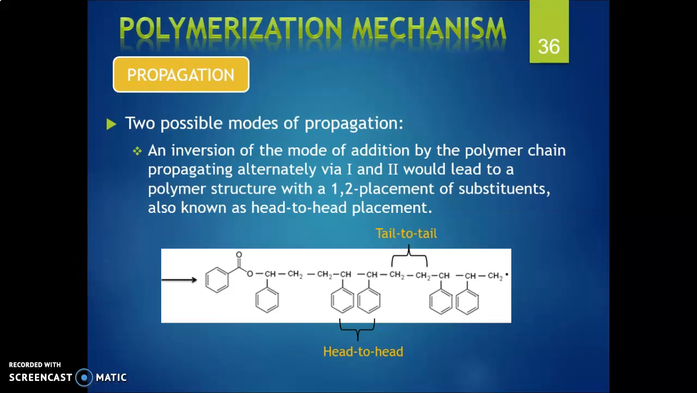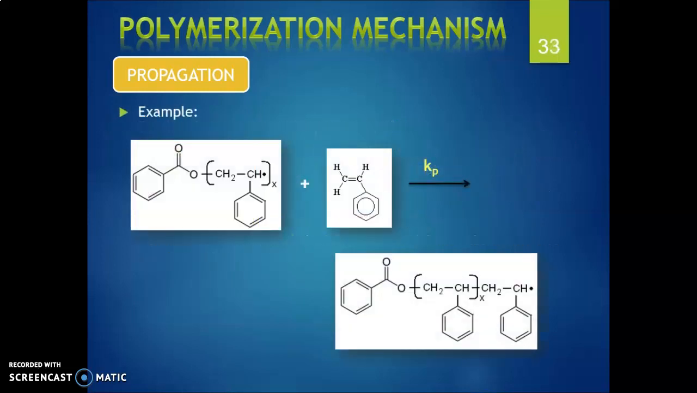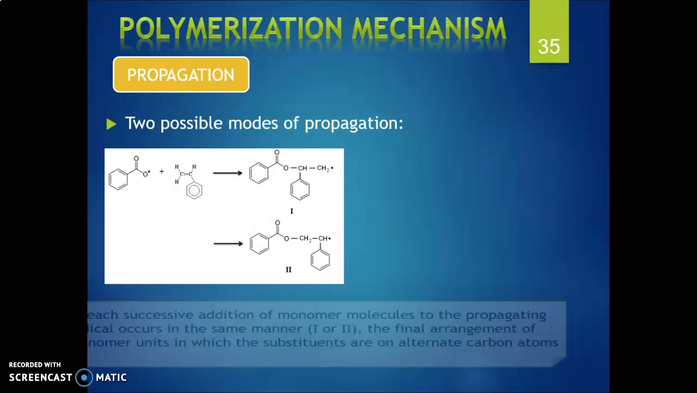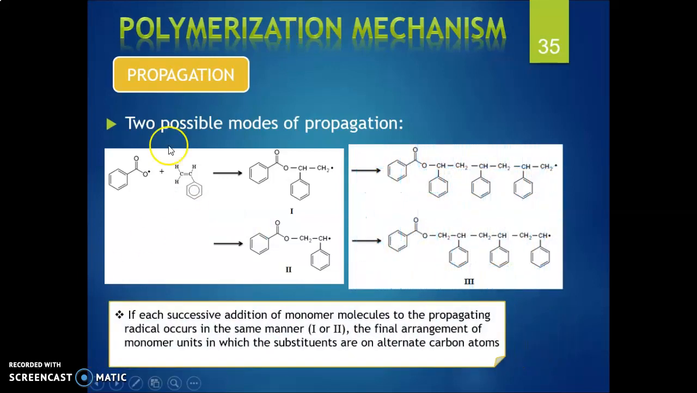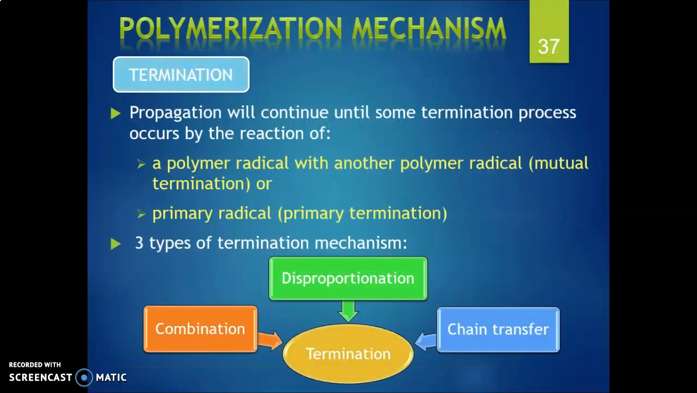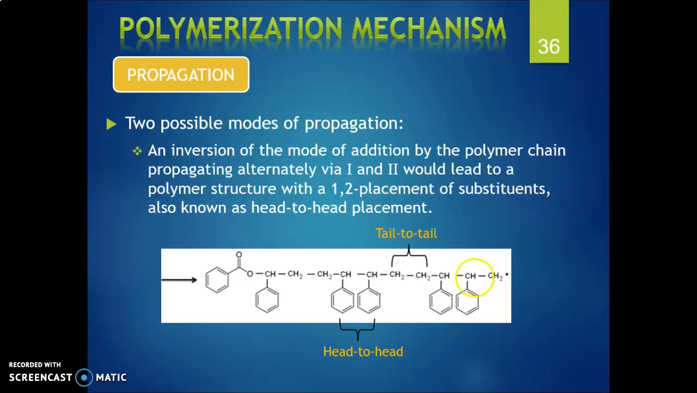Okay, we proceed with two possible modes of propagation. Okay, from the reaction here. Okay, from either this reaction or this reaction, they will have either tail to tail or head to head. So it is called a 1-2 placement.